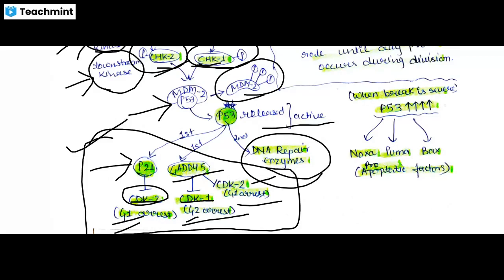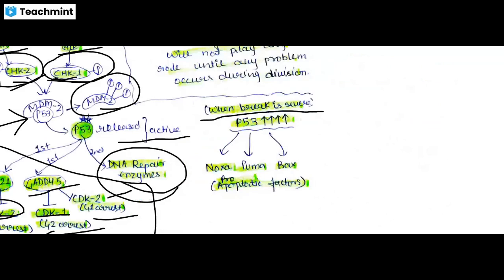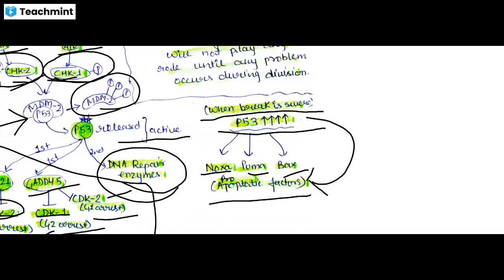But in case the break is very severe, then P53 is increased in high amount. And this highly increased, activated P53 signals pro-apoptotic factors to do their function. Pro-apoptotic factors like Noxa, Puma, Bax kill cells. The cell moves into apoptosis and those damaged cells are removed.